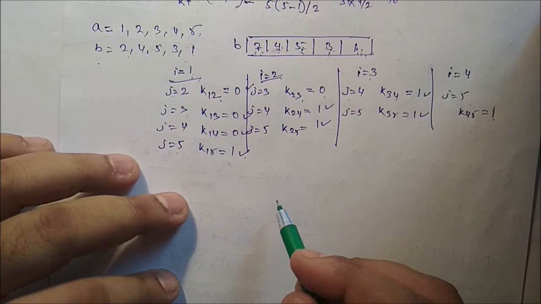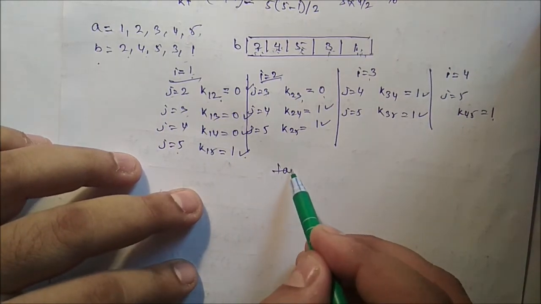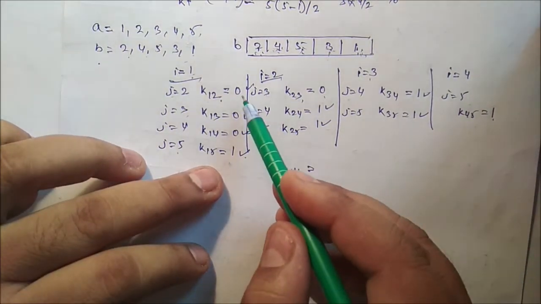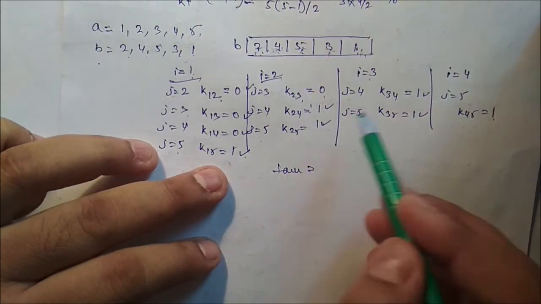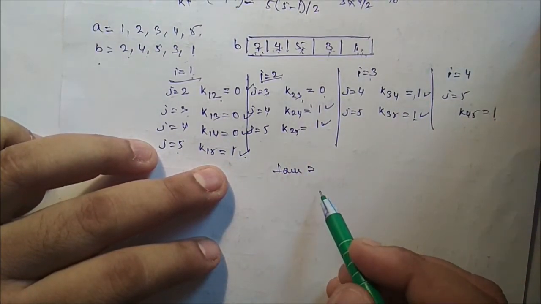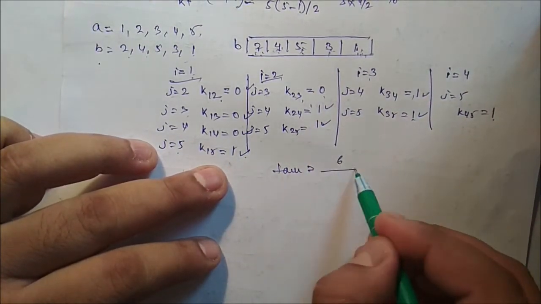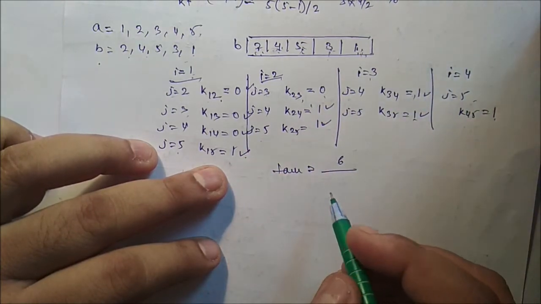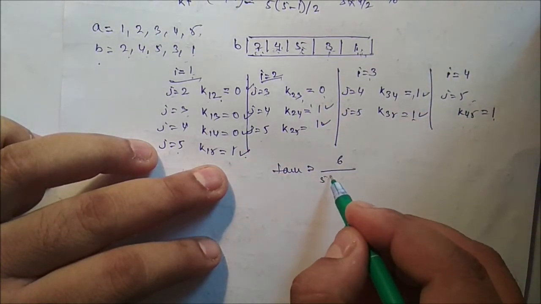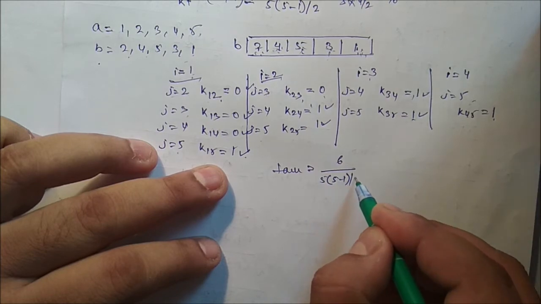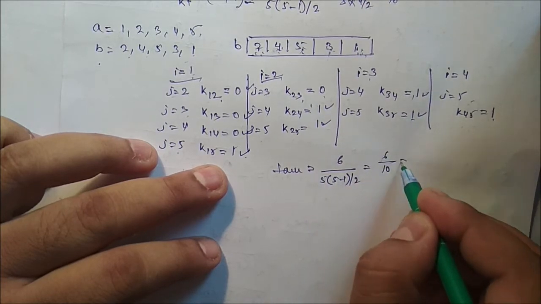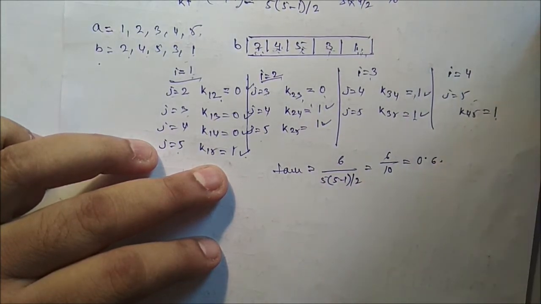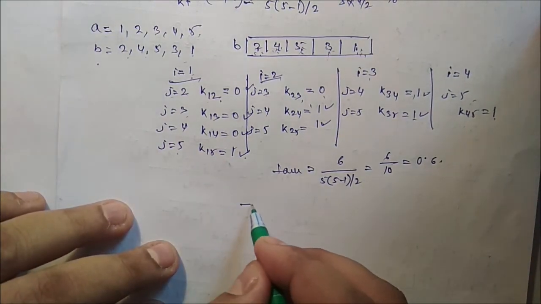So this is our tau. Tau will be what? So 1, 2, 3, 4, 5, 6. Okay. So addition of all 1, it is 6, and D into D minus 1. So 5 into 5 minus 1 by 2. So 6 by 10, it is 0.6 is the answer. Okay.